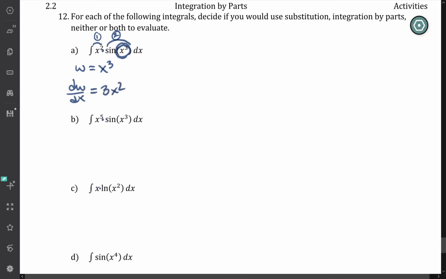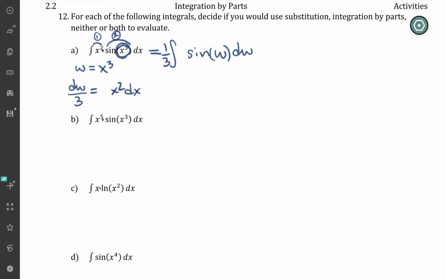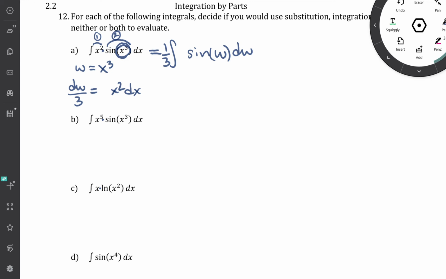We're going to get dw dx is equal to 3x squared, and then we can move the dx up. And then we can divide by the 3 since I don't see it floating around. So I'm going to say that the sine x cubed becomes a sine w, if I can remember my variable. The x squared dx becomes a dw over 3. So I'm just going to go ahead and move that 1/3 out in front. And then that's a basic function. I should just be able to go from there and not get into too much trouble. Okay, let's look at the next one.